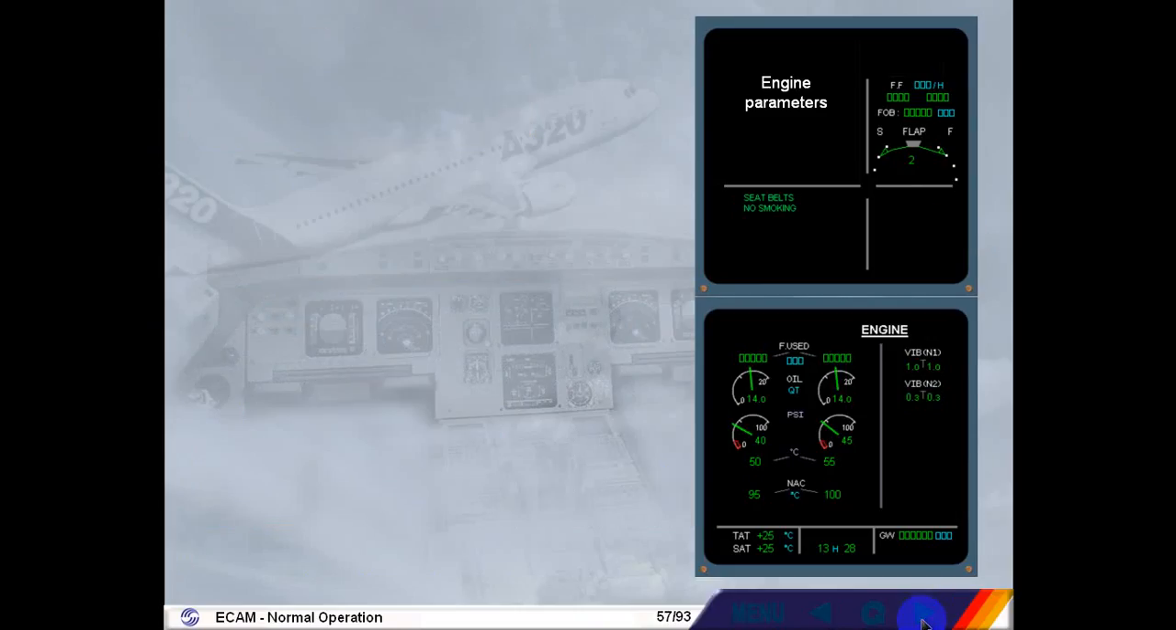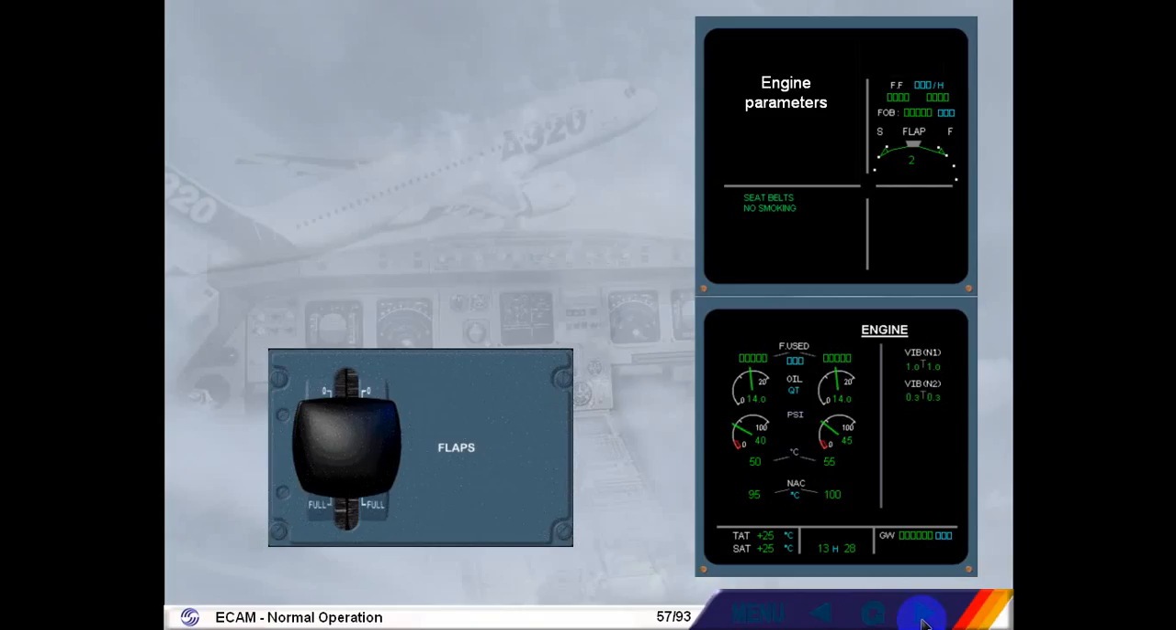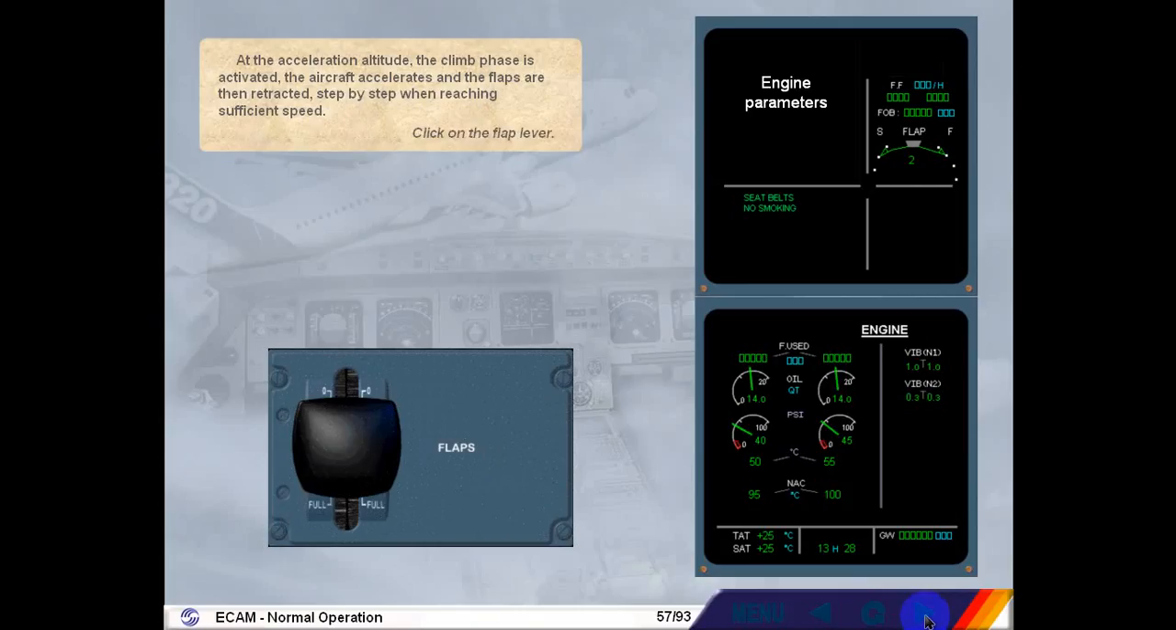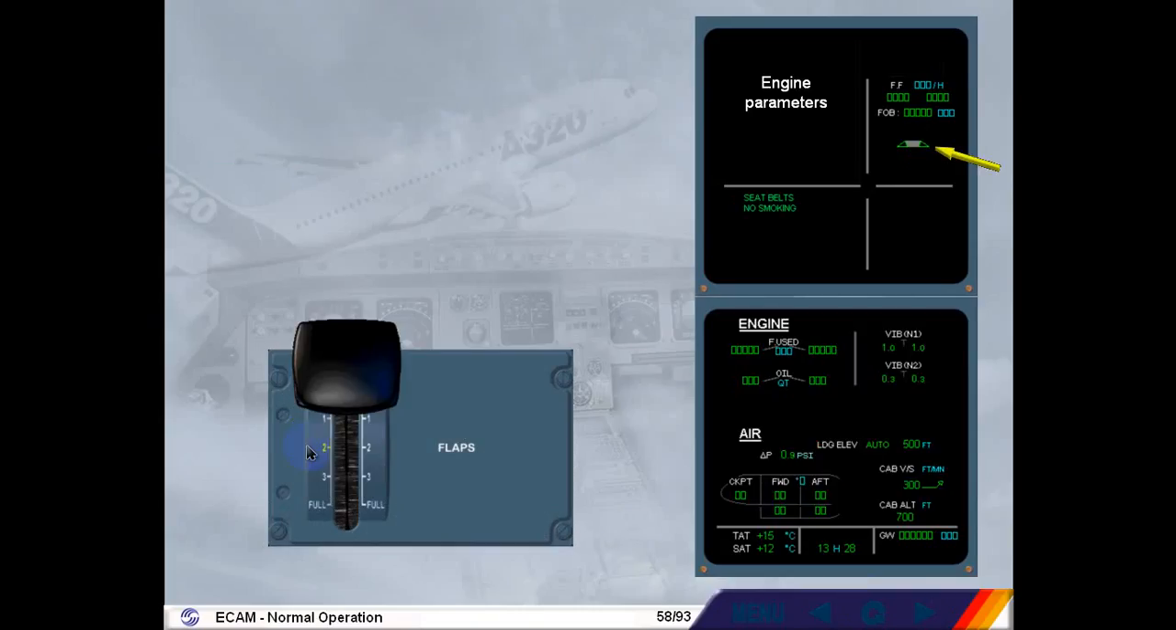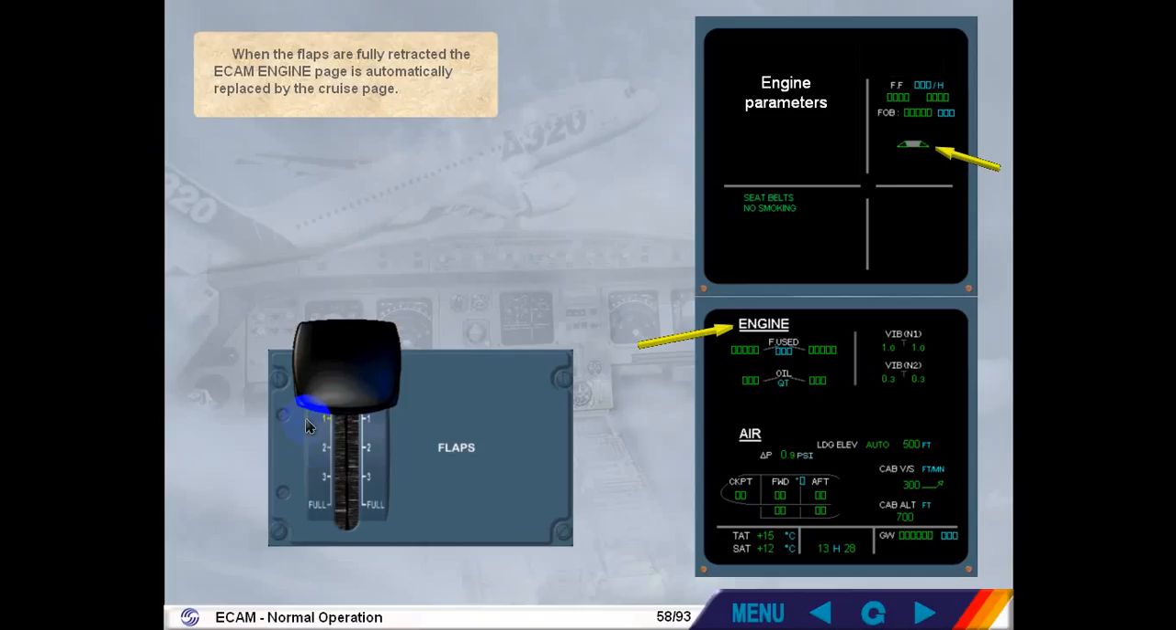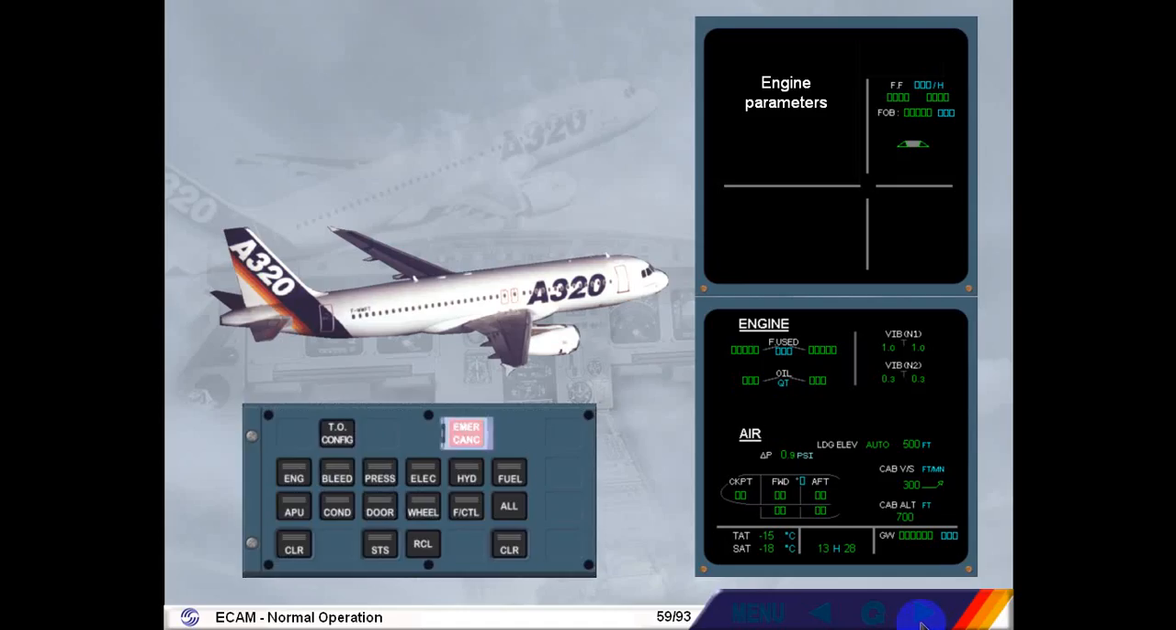At the acceleration altitude, the climb phase is activated. The aircraft accelerates and the flaps are then retracted, step by step, when reaching sufficient speed. Click on the flap lever. When the flaps are fully retracted, the ECAM engine page is automatically replaced by the cruise page. The aircraft is now established in cruise.